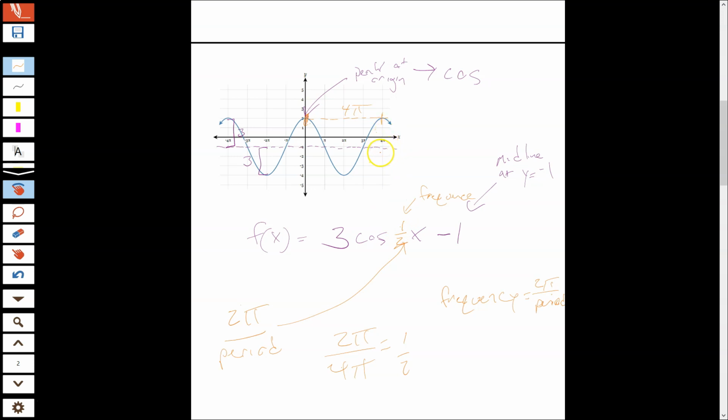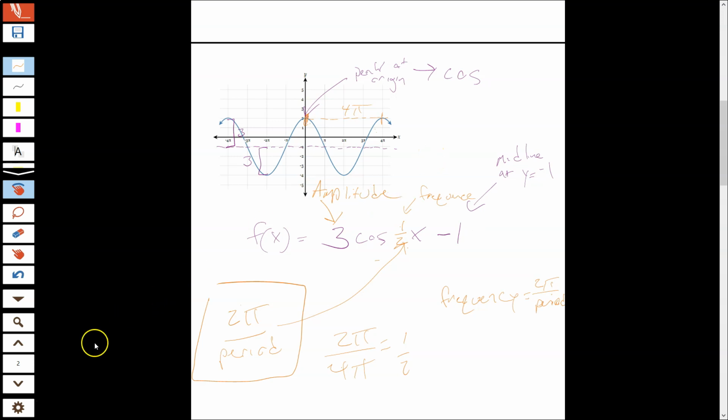Similarly, if I put 5x here, my period would be 5 times shorter. So you can think of it intuitively like that, or otherwise, this is your formula. And then this is my function. So I have my frequency or my period here, my midline, and remember this 3 was my amplitude.